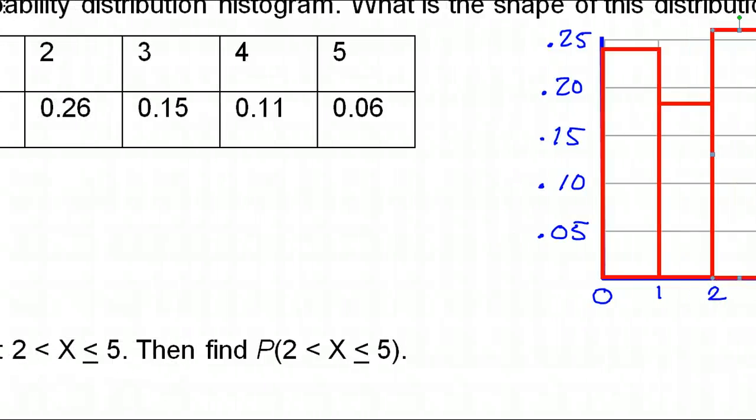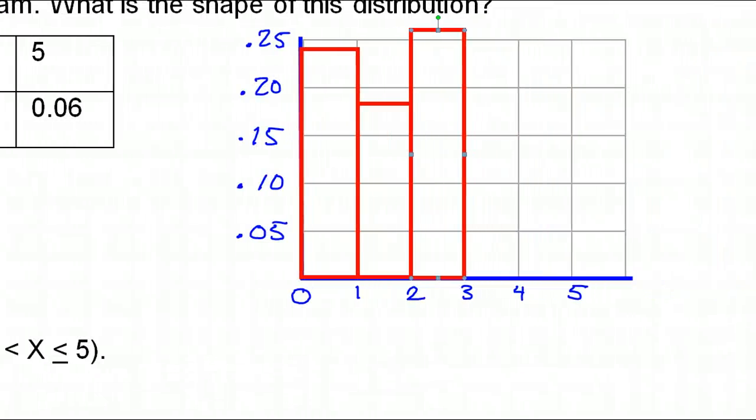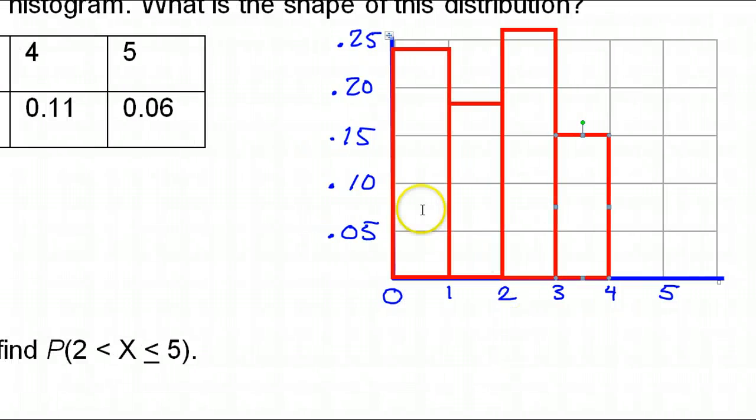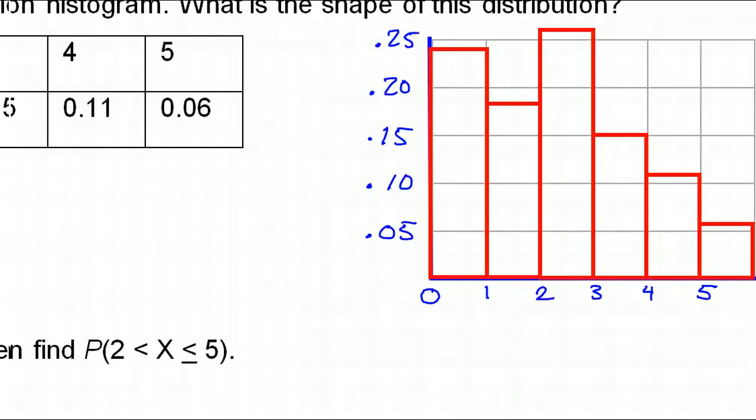Then at 3, it's time for 0.15. Should be nice and easy. That one's right on the line, so that's cool. And then at 4, we're at 0.11. So that's going to be just over 10. And then 5 windows, probability 0.06, just a little over 5. All right, that's the most beautiful histogram I've ever seen. I'm really feeling like I nailed it.